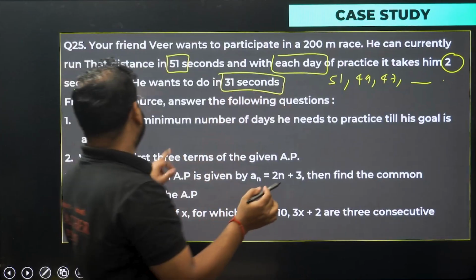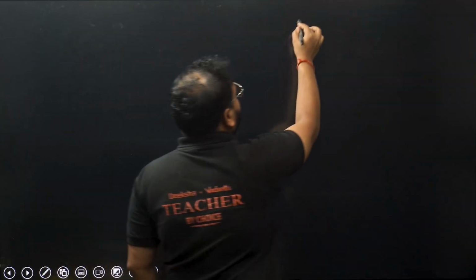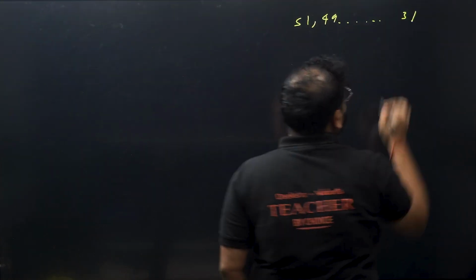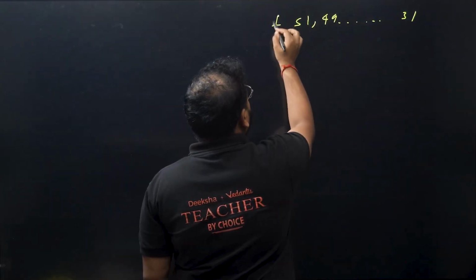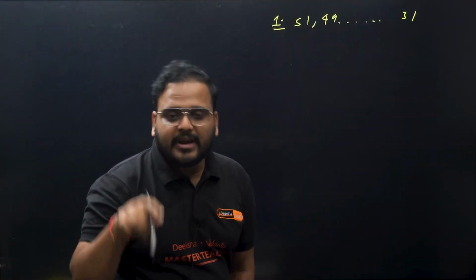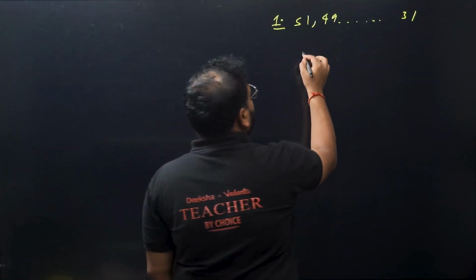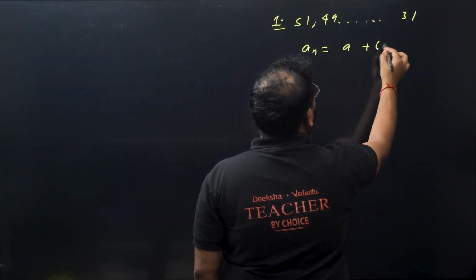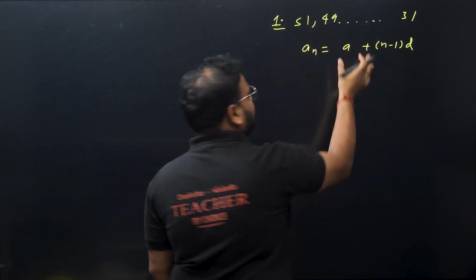Please check. So over here, starting from 51, the next term will be 49, and he wants to reach 31. Part 1 says to find out how many days it will take him. Okay. So write like this: An equals A plus (n minus 1) into d. n represents the number of days.